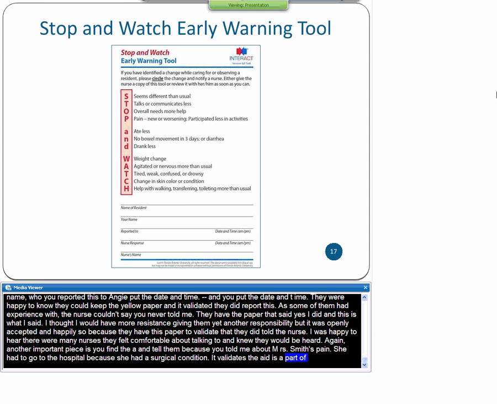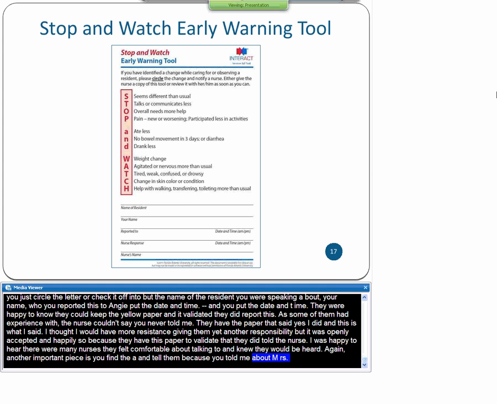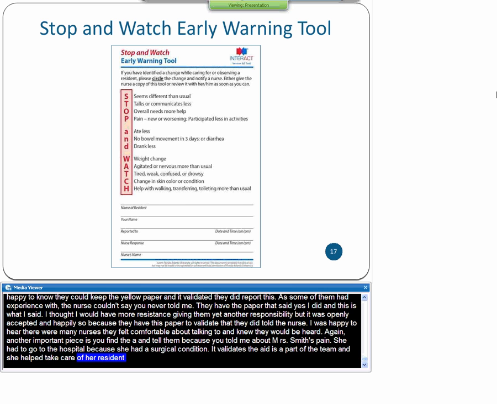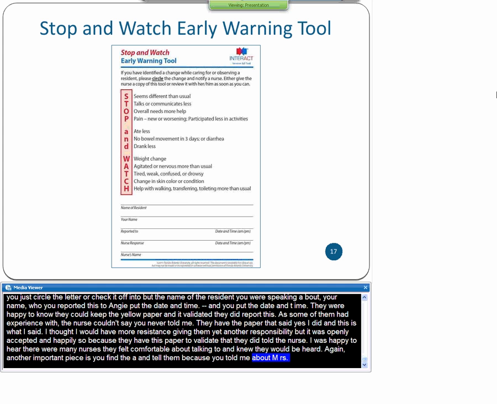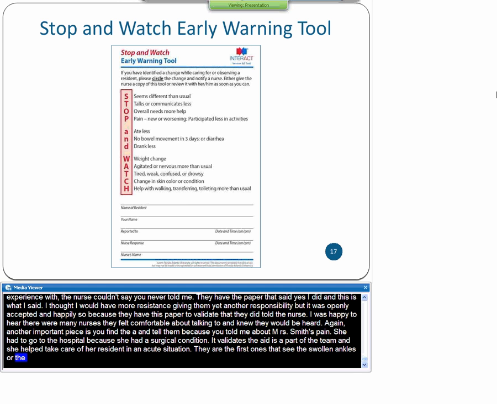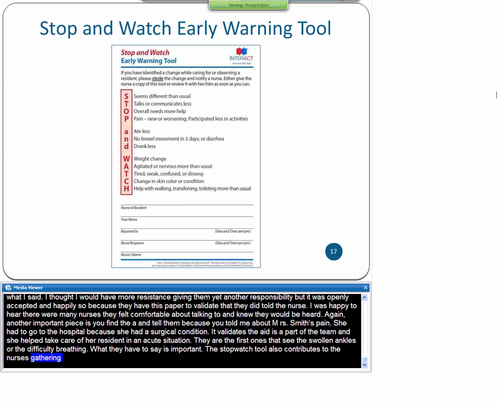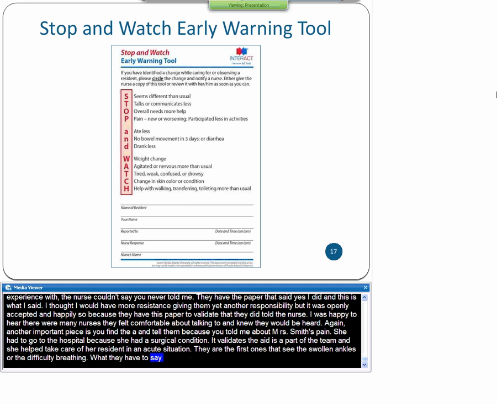They're the first ones that see the swollen ankle, or the difficulty breathing, or the loss of ADL, where they could wash themselves at the sink and are no longer able to do that without great distress. So what they have to say is important. This stop and watch tool also contributes to the nurse's gathering of data when she has to write a progress note or provide information for the MDS as far as ADLs go and the mental status of the resident. So this is an important contribution.